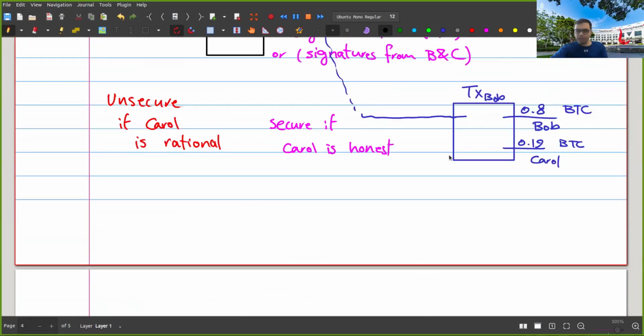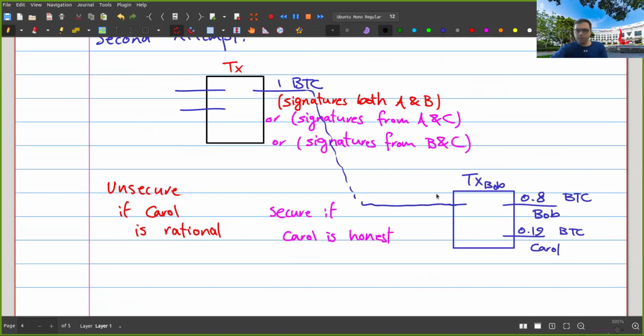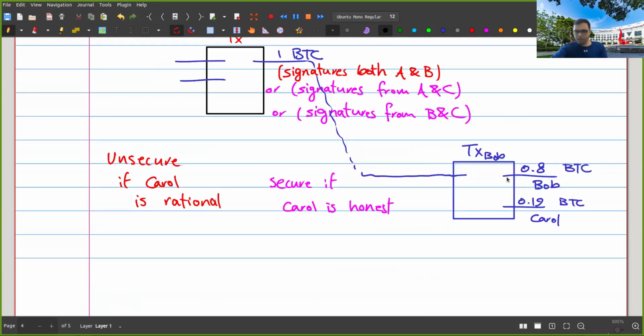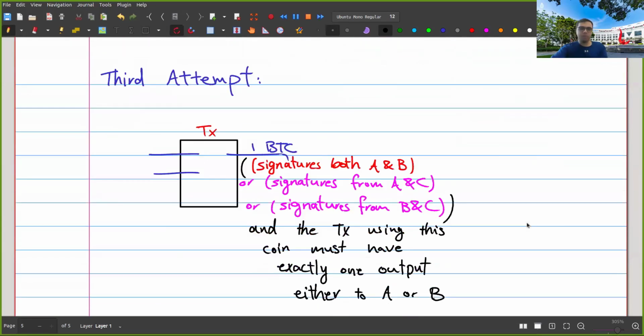Now, the idea is that if I write such a script, then Bob cannot create a transaction like this, right? Because a transaction like this would basically make it impossible because it will not satisfy the requirements here. So Bob can only create a transaction that pays all of the money to himself. He cannot create a transaction that pays the money to Carol. He cannot bribe Carol like that.